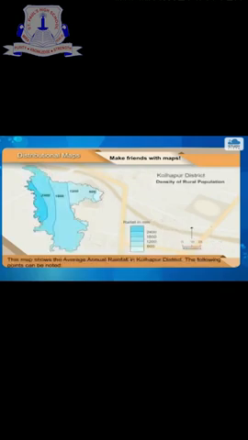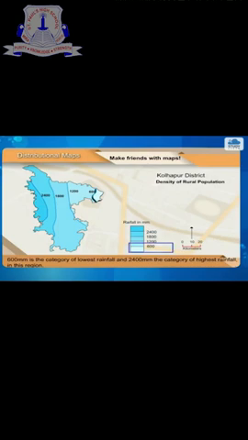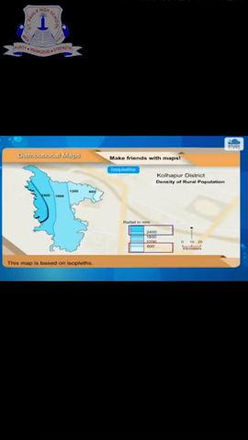This map shows the average annual rainfall in Kolhapur district. The following points can be noted. Rainfall is maximum, 2,400 mm, in the western part of the region. It decreases eastwards to 600 mm. 600 mm is the category of lowest rainfall and 2,400 mm the category of highest rainfall in this region. This map is based on isopleths.